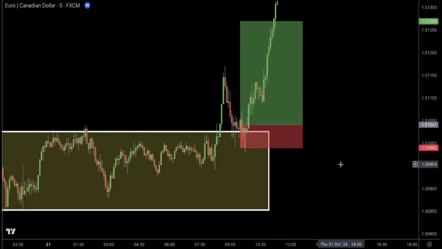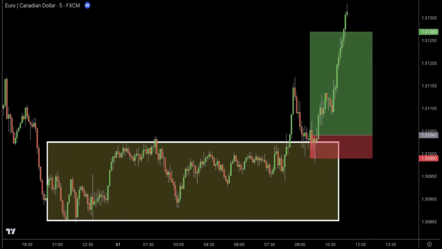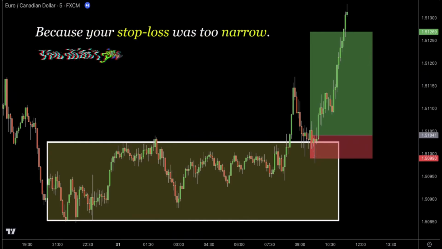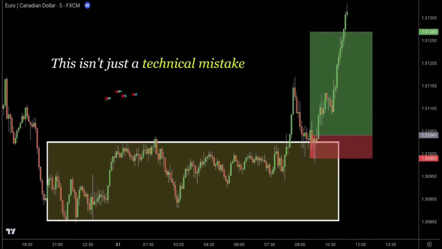The market easily hits your stop loss, only to reverse and move exactly in your favor, all the way to your target. Sound familiar? It's frustrating, isn't it? You did your analysis, identified the right setup, and yet you still lost the trade. Why? Because your stop loss was too narrow. You didn't give the trade enough room to breathe. This isn't just a technical mistake, it's a psychological one.